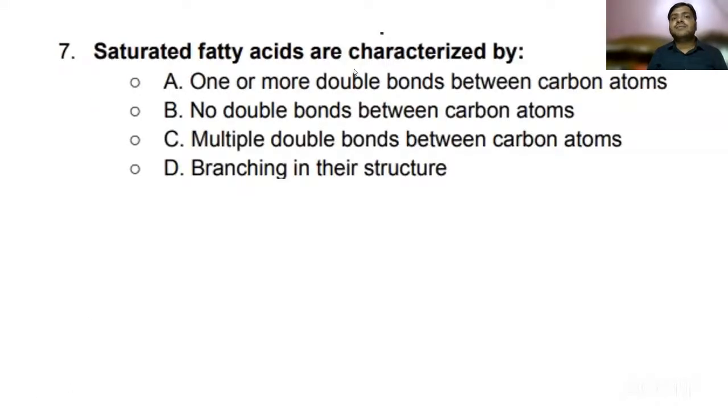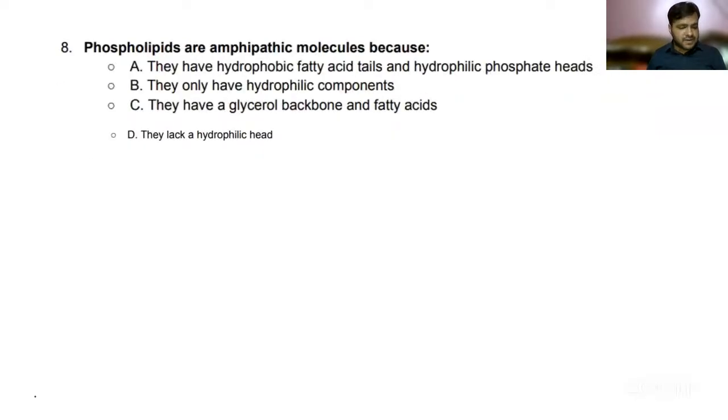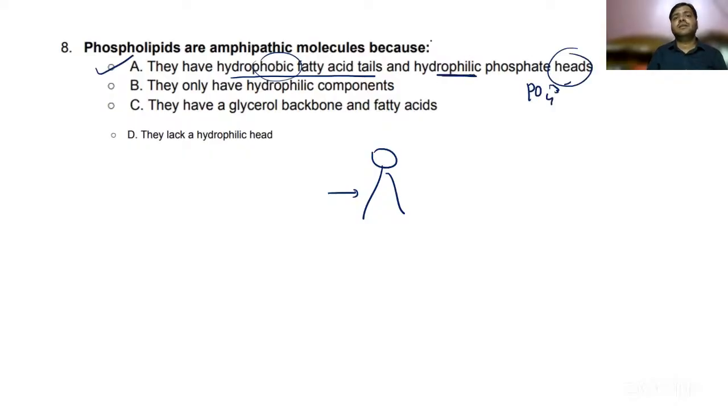Saturated fatty acids are characterized by having no double bonds between carbon atoms. They have only single bonds, right? Phospholipids are amphipathic, guys. You already know they have a hydrophobic fatty acid tail. I've just told you these tails are hydrophobic, water hating, lipid loving, lipophilic tails, right? And a hydrophilic, water-loving head, because they contain phosphate, right?